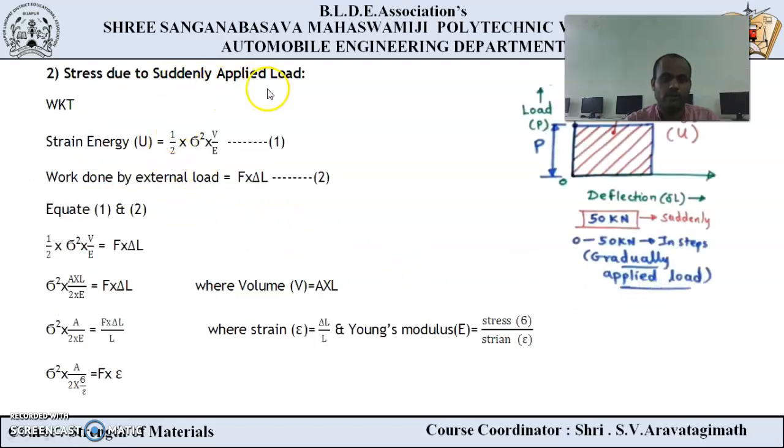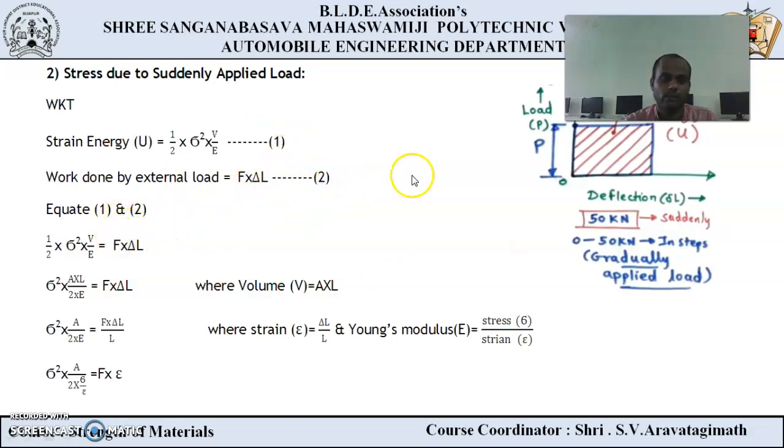Next, stress due to the suddenly applied load. If you apply a load of about 50 kilonewton, it is a suddenly applied load, that is 0 to 50 kilonewton. It will take immediately. It doesn't take by step. And it is a rectangle now. So the strain energy stored in a body, we know the formula sigma square V by 2E. And the area of the rectangle is base into height. So base is delta L here and height is F. So it is equation 1 and 2.